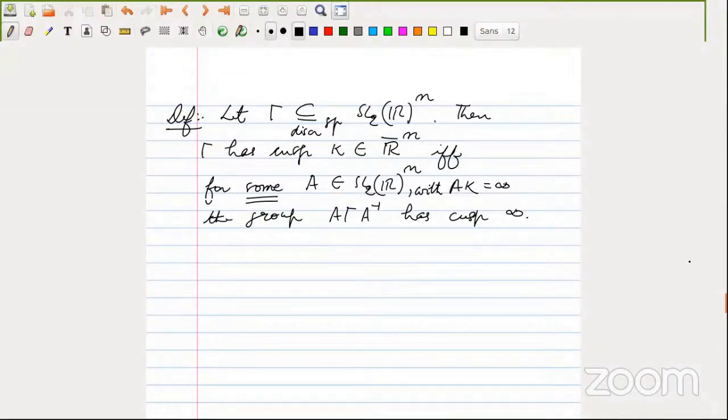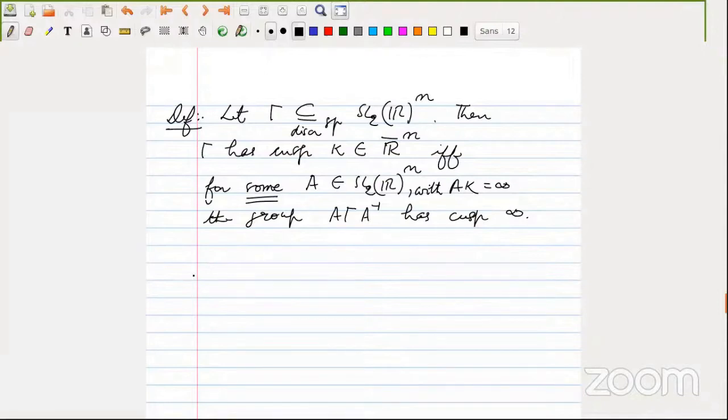Sir, for a given gamma, can the number of cusps be infinite also, or will it always be finite? It will be finite. The number of cusps, okay, it will be finite.